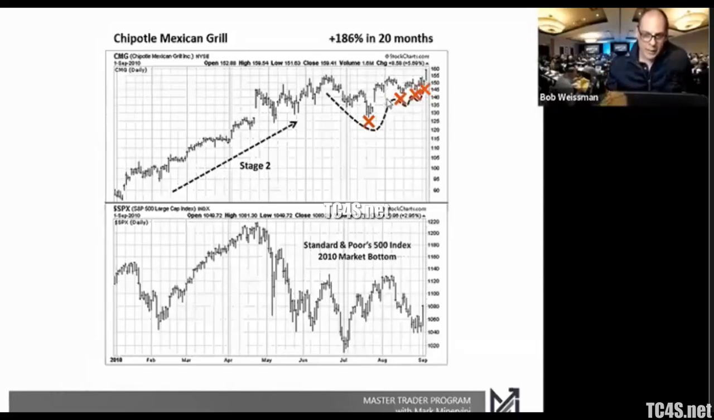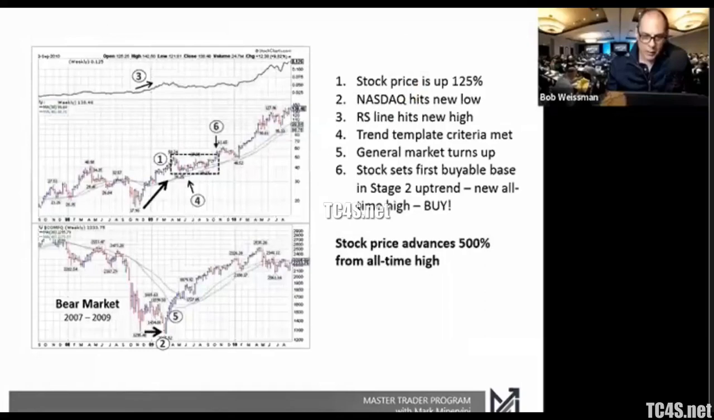But again, the tightness in price, key here. All right, let's take a look here. I want you to take a look at this stock here. Some of you may know right away what this name is just by looking at the chart.